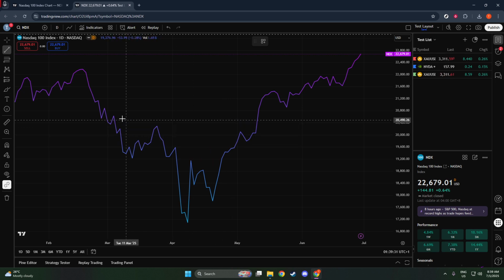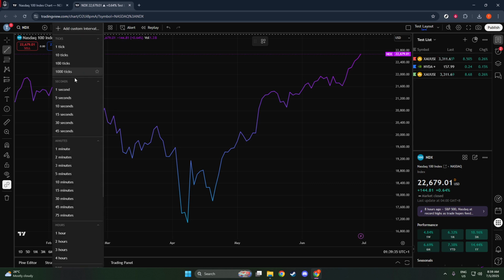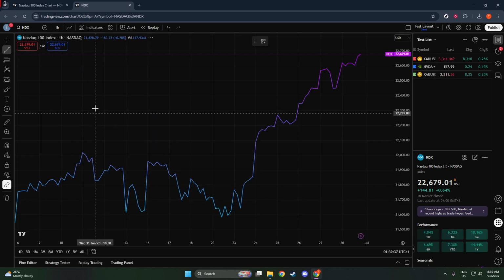Set your time frame in alignment with your trading style. For intraday trading, a 1-minute to 15-minute chart might be best. If you're more of a swing trader, hourly to 4-hour timeframes are ideal. For long-term strategies, consider daily or weekly charts.